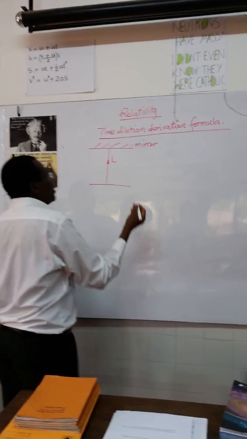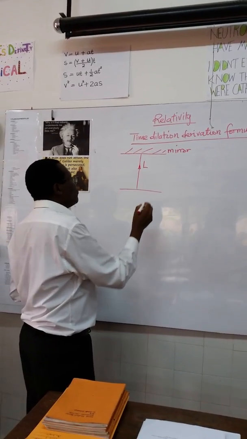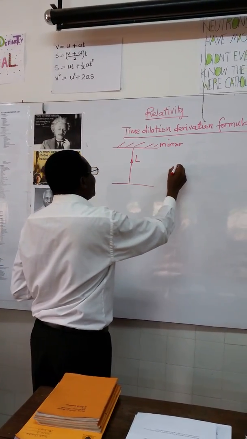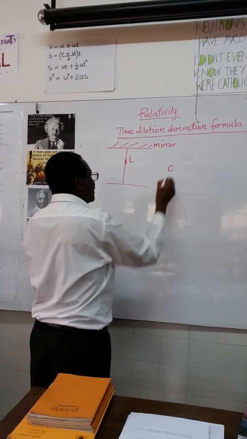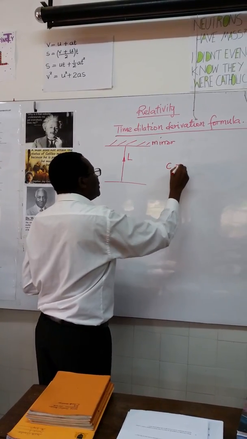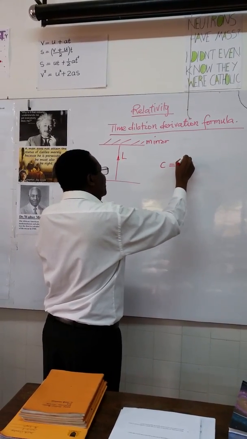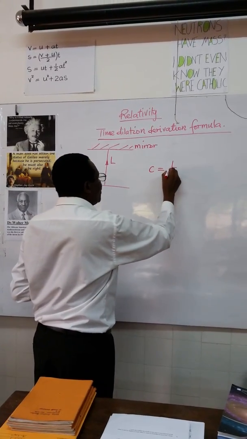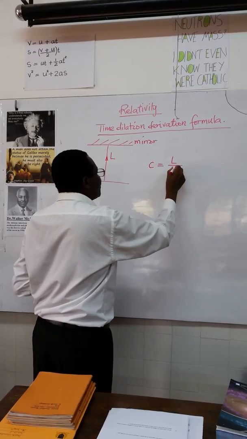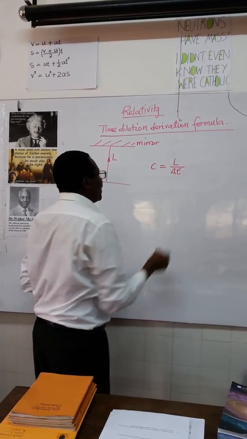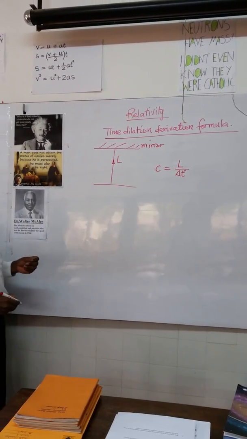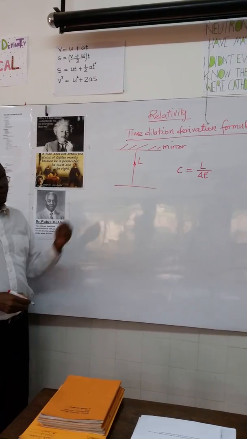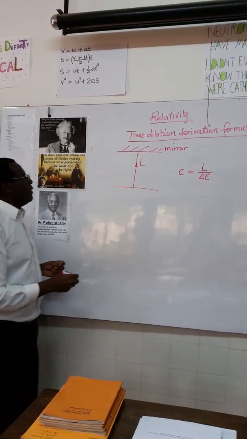And so from our ordinary usual formula, we know that speed, that is the speed of light, is equal to displacement, which will be length L, over the interval of time prime. We put prime because we want this to be the proper time.